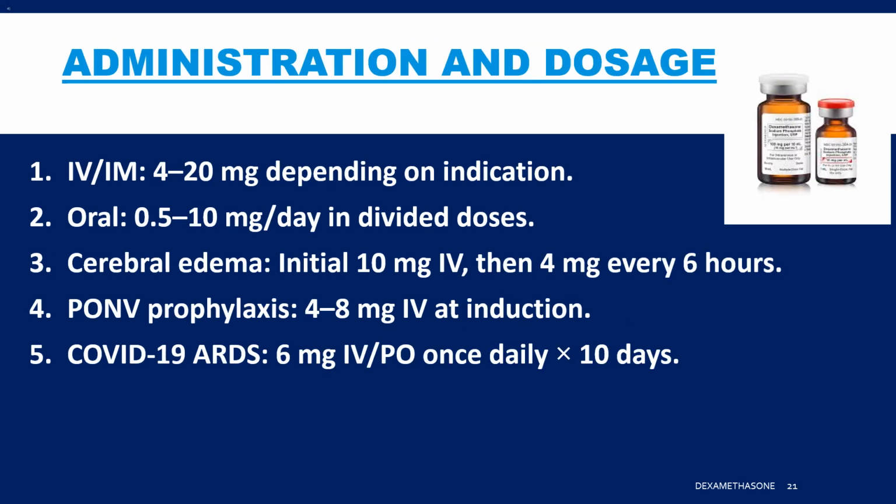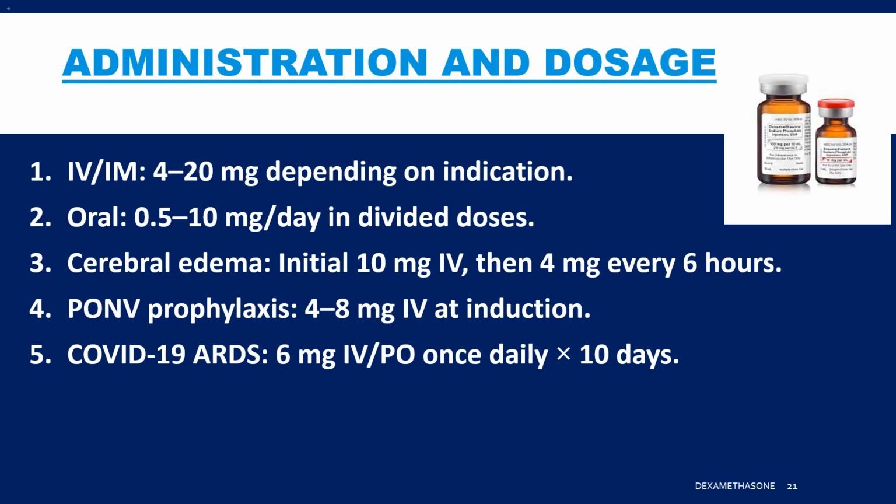1. IV/IM administration. The dosage of dexamethasone for IV or IM administration ranges from 4 to 20 mg, depending on the specific indication and severity of the condition. 2. Oral administration. Oral dosage of dexamethasone ranges from 0.5–10 mg per day, typically given in divided doses to maintain therapeutic levels. 3. Cerebral edema. For cerebral edema, an initial dose of 10 mg IV is often given, followed by 4 mg every 6 hours to reduce swelling and alleviate symptoms.